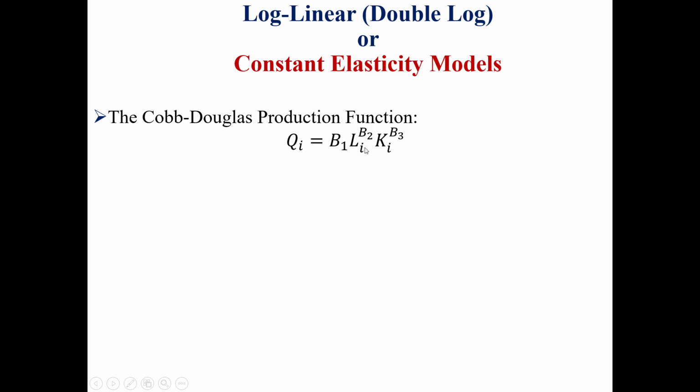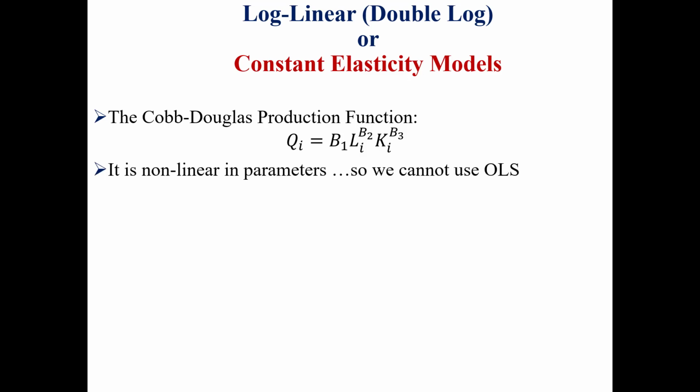The Cobb-Douglas production function, a very famous production function extensively used in literature, can be written in the format shown to you. That's Qi is equal to beta 1 Li power beta 2 and then Ki power beta 3, where Q stands for the output level, L stands for labor, and K stands for capital, and beta 1, beta 2, beta 3 are the parameters of this particular production function. I won't go into too much detail on this production function; for that you can check your microeconomics book. I will just look at the estimation part of it.